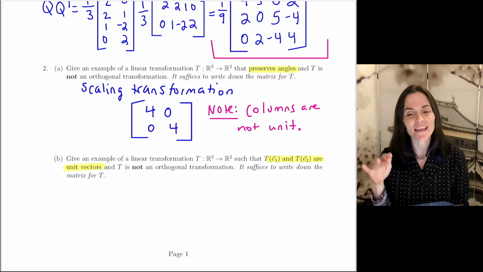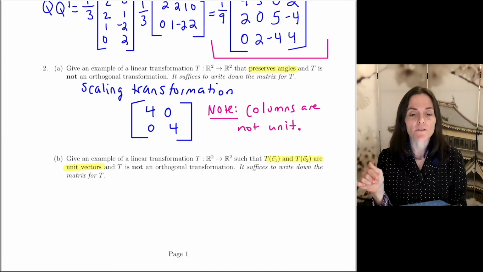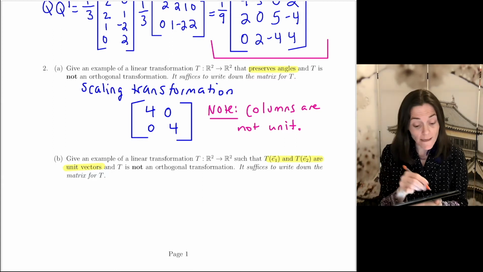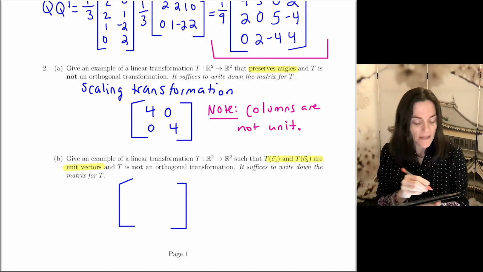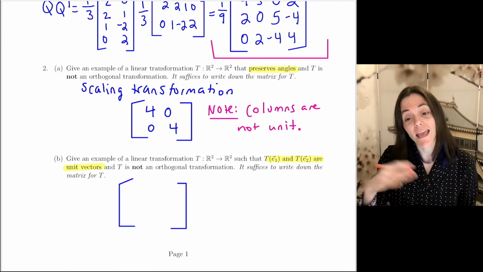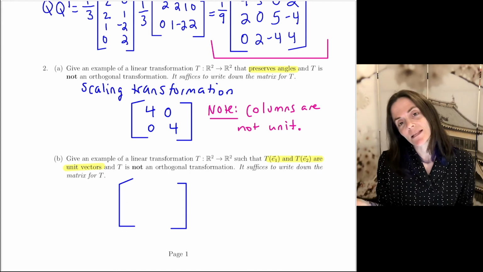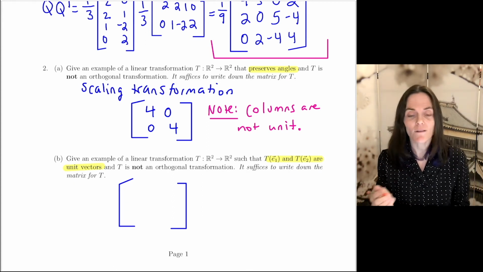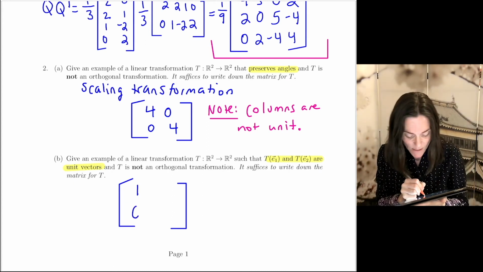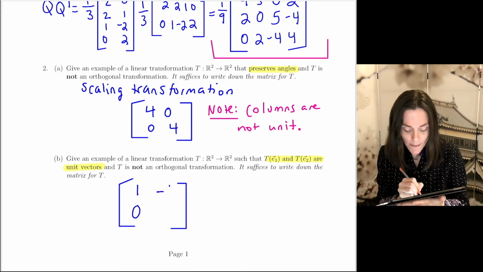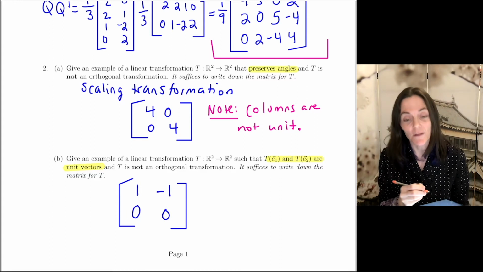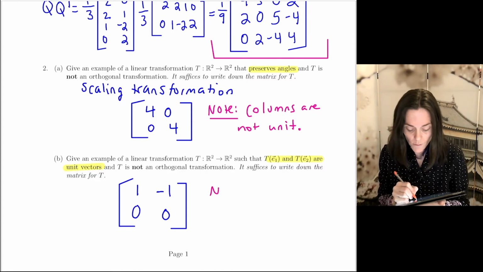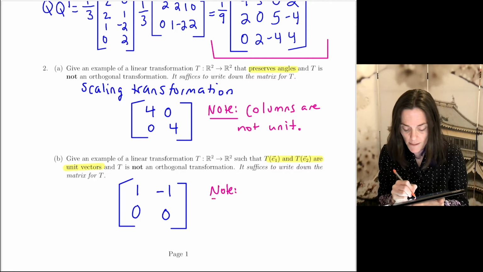Now, part B, T of E1, T of E2 unit vectors. Whatever I write down, these columns will be unit, but it doesn't say that the angle between T of E1 and T of E2 needs to be a right angle. That's the key to this one. So I can map E1 to E1. I can map E2 to minus E1. Here, the columns are definitely unit, but my note would be that the columns of this matrix are not perpendicular.